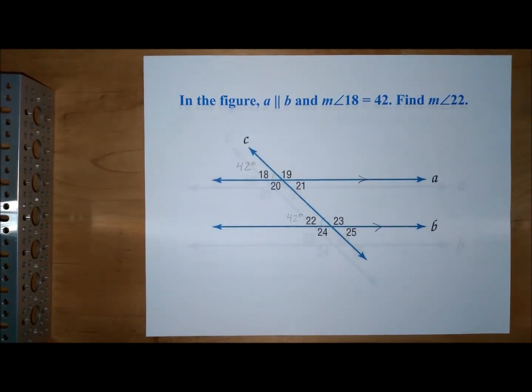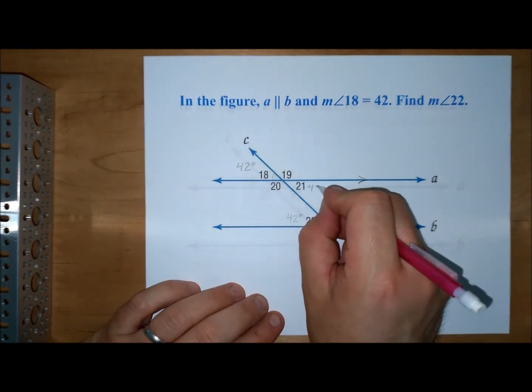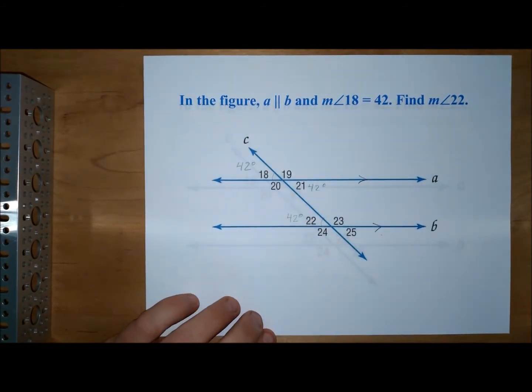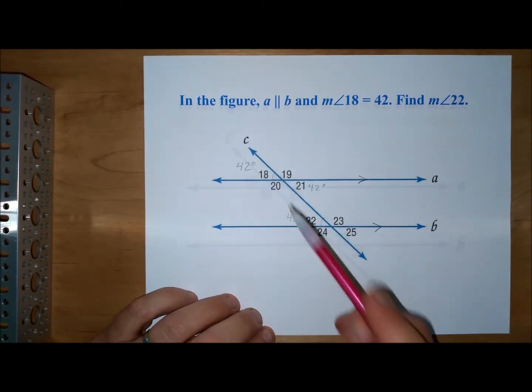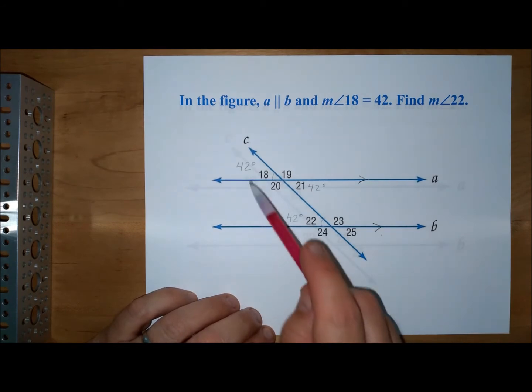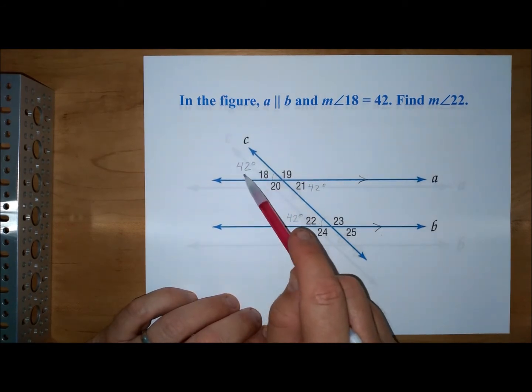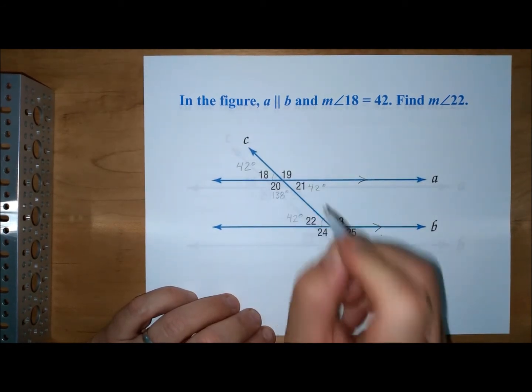If you're thinking, I could find all of those angles right now, you're absolutely right. How could we do that? What do you want to go after next? Shall we get angle 21? Well, 18 and 21 are vertical angles, so we could call that one 42 degrees. Can we get angle 20? Well, 18 and 20 form a linear pair, so they're going to be supplementary. So 180 degrees minus 42 gives us the measure of angle 20, which is 138 degrees.